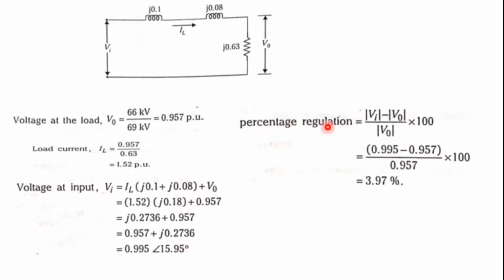So percentage regulation, which is the change from no load to full load, right? We know this is 0.995. So there is a change in the voltage across the load, it is nothing but 0.957. So I'll get 3.97 as the voltage regulation.